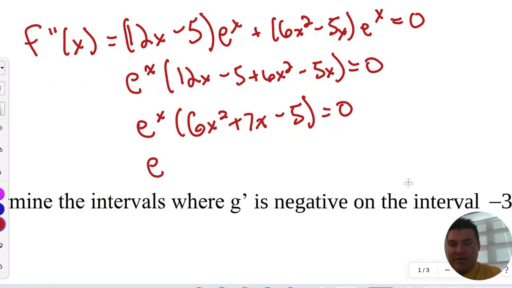So this does factor, again, with the e to the x. Hopefully you know how to factor this. I'm going to do a little bit of guess and check here. 3x and 2x.